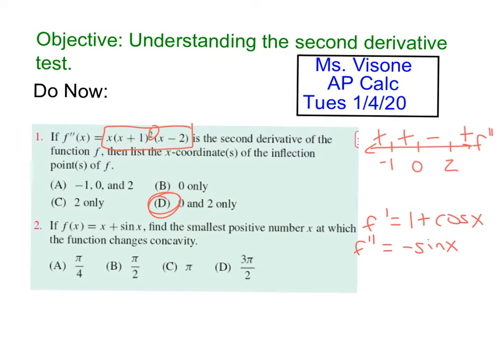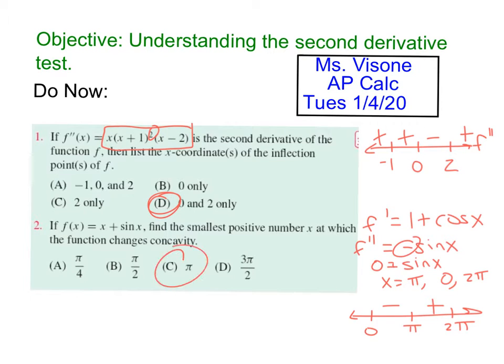Negative sine x equals 0 at 0, pi, 2 pi. But it wants a positive number. So my guess is the answer is going to be pi. Let's see, from 0 to pi, sine is positive, but there's a negative in front, so negative, then positive, so it would be pi. That's it.